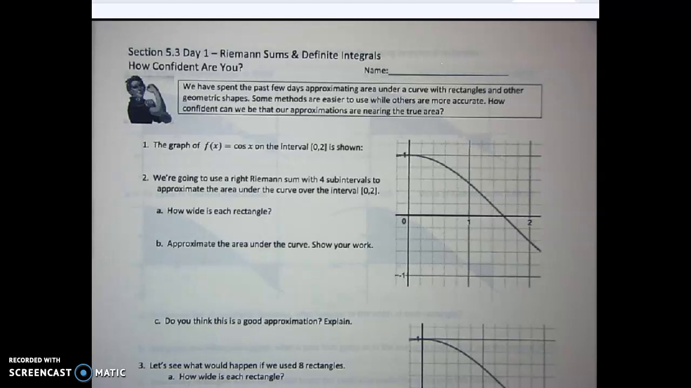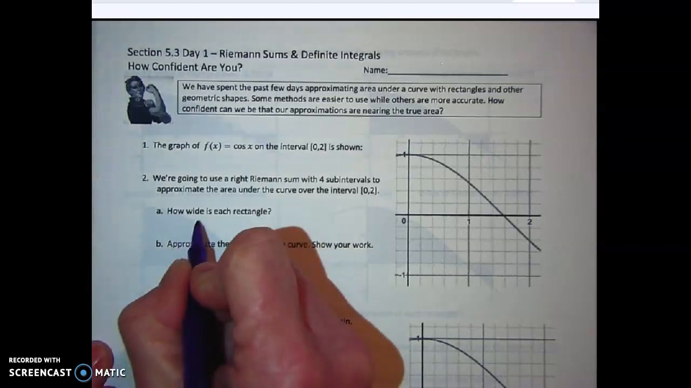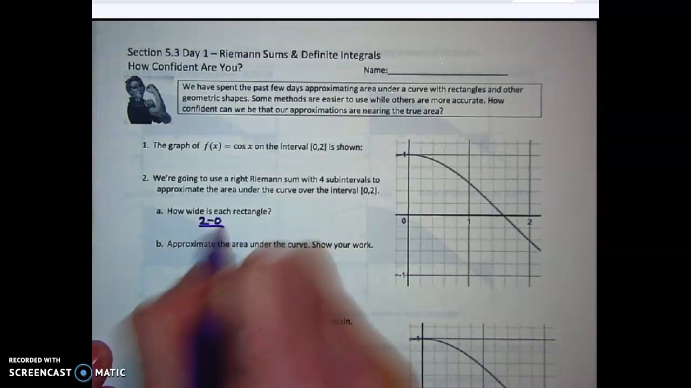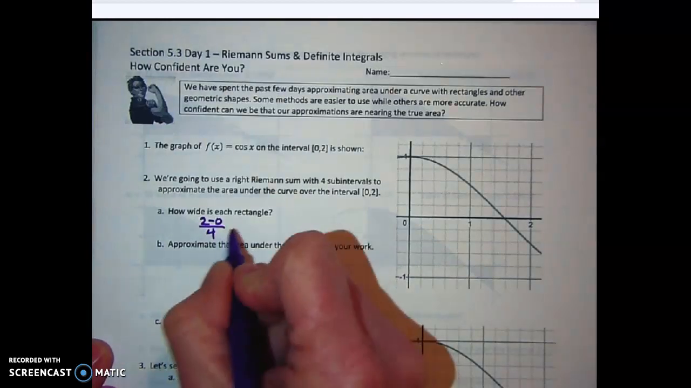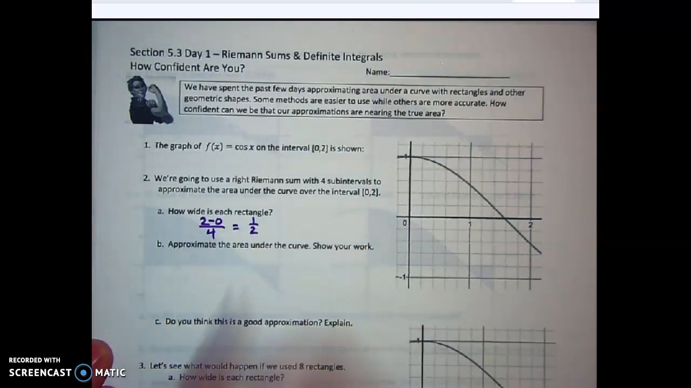The graph of cosine of x on the interval from 0 to 2 is shown. We're going to use right Riemann sum, so right rectangles, right endpoints, with 4 subintervals to approximate the area under the curve over the interval from 0 to 2. So how wide should each rectangle be? Well, if we're going from 0 to 2, and we have 4 subintervals, we'll take 2 minus 0 divided by our 4 subintervals, so they're each going to be a width of 1/2.